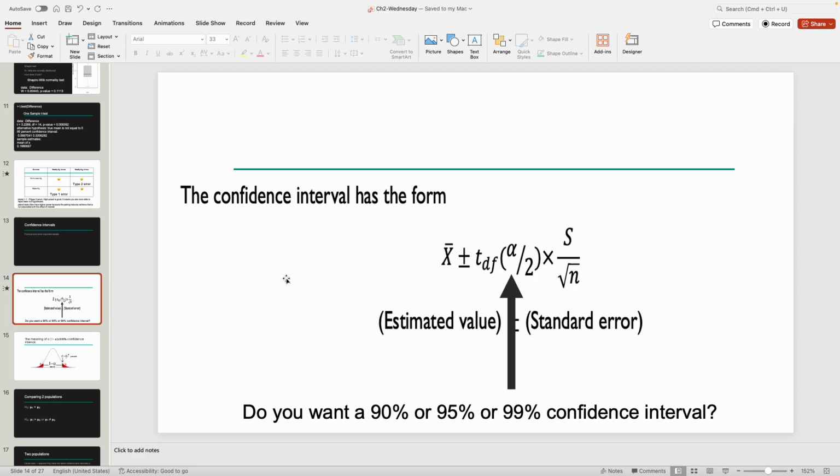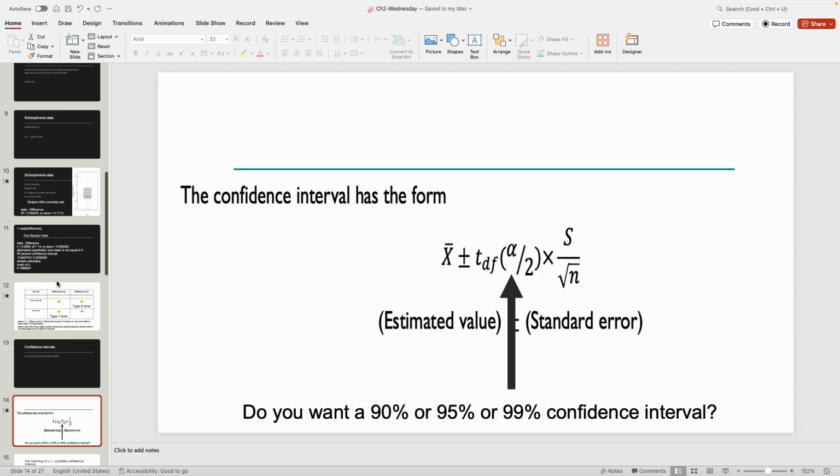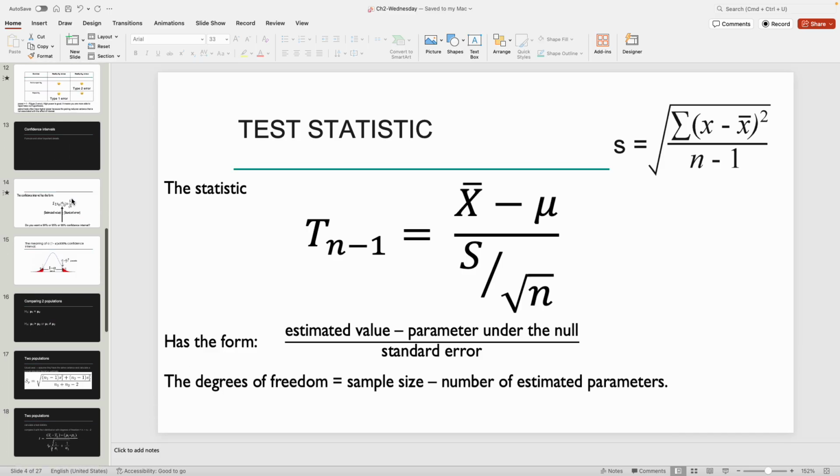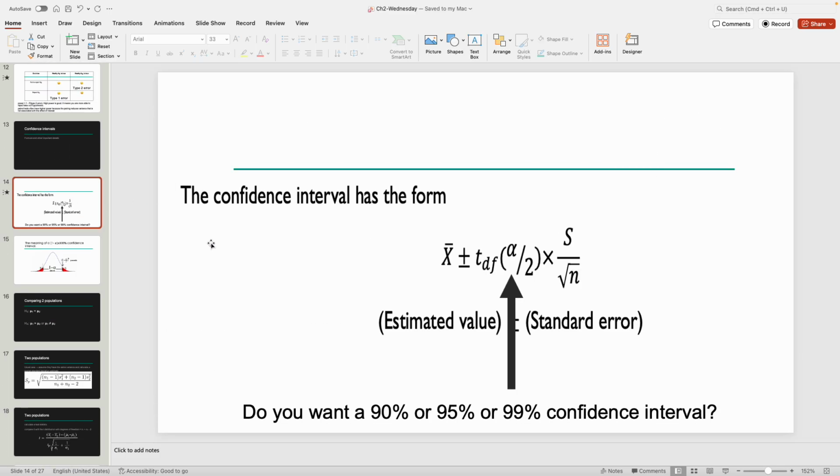So if we want to calculate a confidence interval, it comes from this formula here. We would use this formula in this distribution to derive this formula. The confidence interval has this form, which is an estimated value plus or minus, and instead of standard error, I'm going to call it a margin of error. A margin of error is everything after the plus or minus from the sample mean.